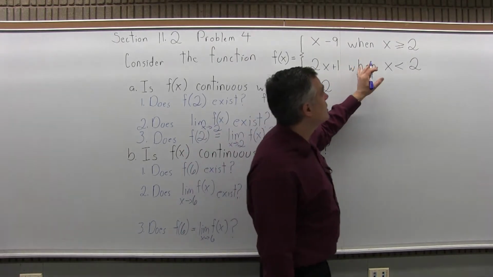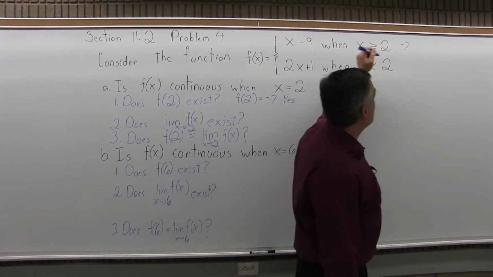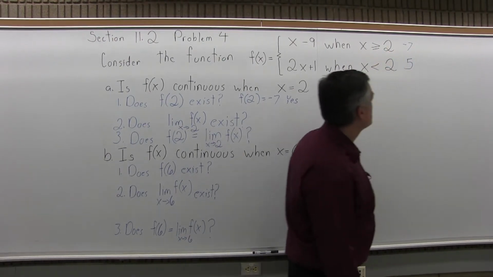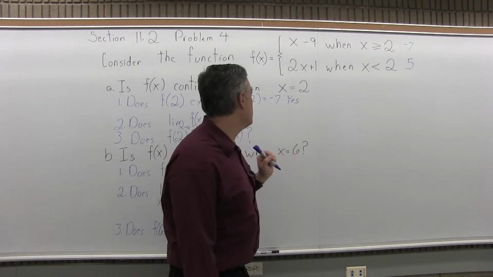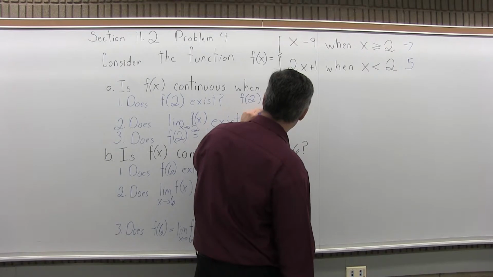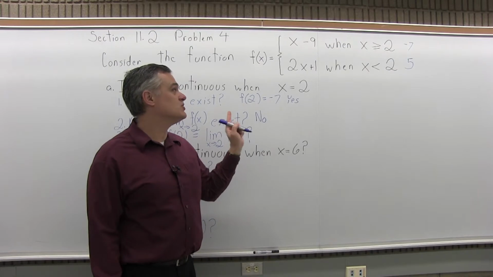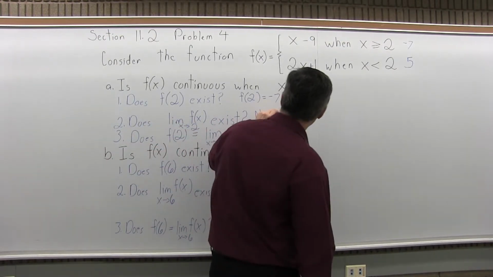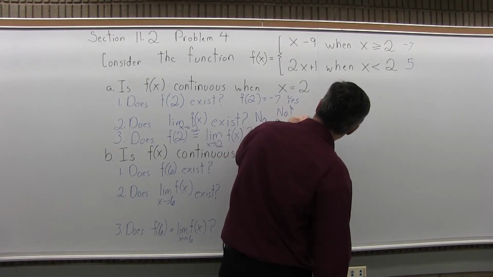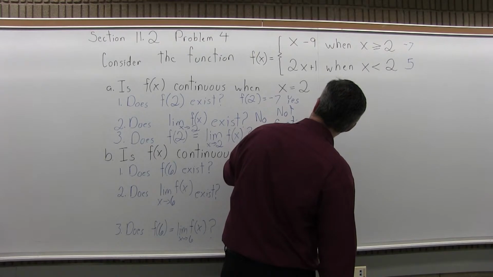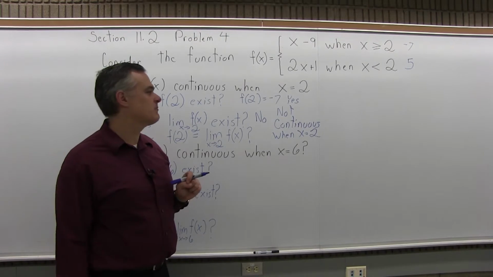So in the top branch, when I put in values super close to 2, I'm getting a negative 7 as the output. The bottom branch, as I put in values super close to 2, I'm getting a positive 5 as an output. 2 different things. So the limit does not exist. So I don't even have to consider question number 3. I can say this function is not continuous when x equals 2, because the limit doesn't exist at 2.